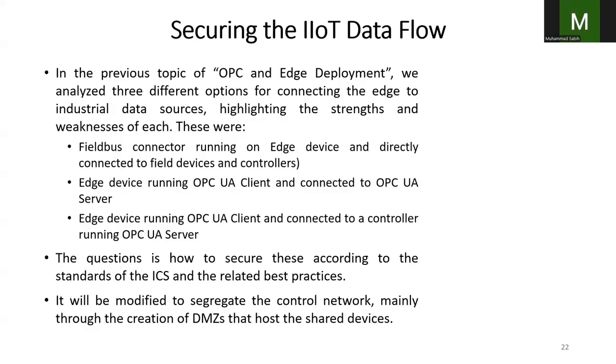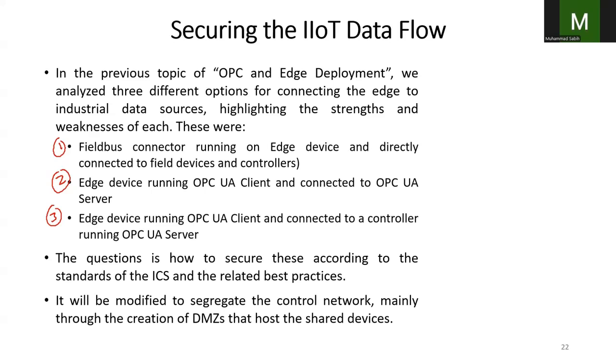In the previous module, during the OPC and edge deployment, we discussed three different methods to connect edge devices to industrial data. The first is the field bus connector running on the edge device, which connects directly to the field devices or controllers. The second is the edge device running an OPC UA client and connected to the central OPC server. The third is the edge device itself acting as a client connected to a controller that is running an OPC server.